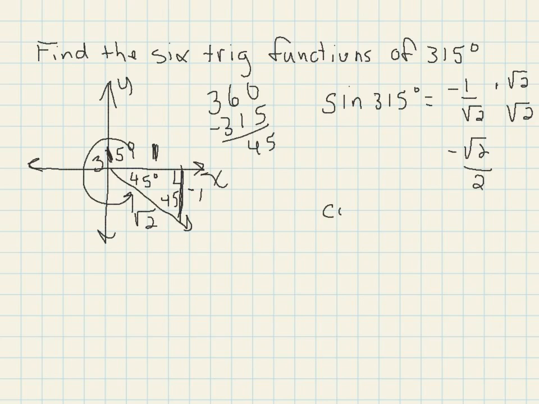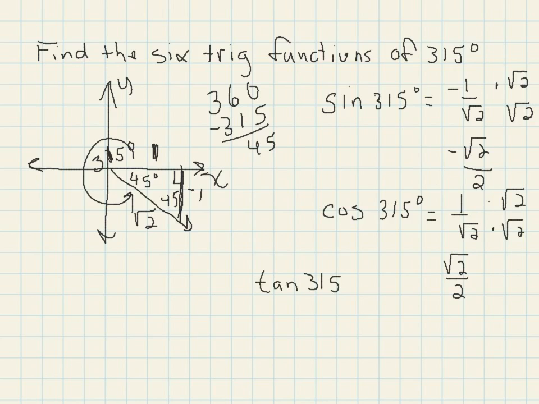And if we want to find the cosine of 315, we would do the adjacent side, which would be the positive 1, over the hypotenuse, which would be the square root of 2. And do the same thing again, rationalizing the denominator. And so we end up this time with positive square root of 2 over 2. And finally, if we're looking for the tangent of 315, we'd say the opposite over the adjacent, which would end up being negative 1.